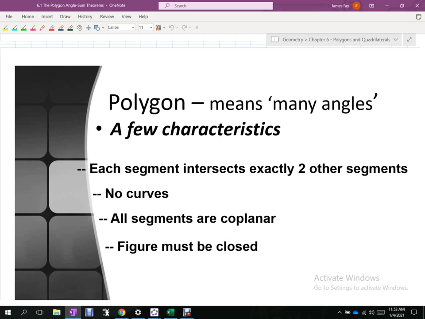All segments are coplanar, so all have to exist in the same plane. We'll see some examples of things that are not polygons based on that planar issue. And the figures must be closed. Mathematically speaking, closed covers a lot of different topics in mathematics. Basically, in this situation, all it means is that if we were to fill our object with water, there's no way of water leaking out.